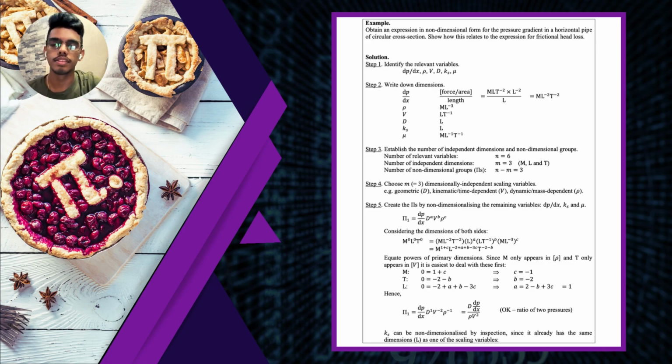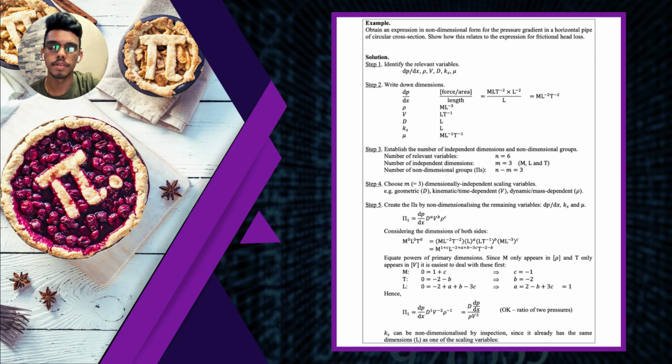So we'll start with step 1, where we have to identify the relevant variables. For this question, there are 6 relevant variables involved: the pressure gradient dp over dx, density rho, V equals velocity, D equals diameter, ks equals roughness height, and mu equals viscosity. Then in step 2, we have to write down the dimensions of all the variables identified in step 1.